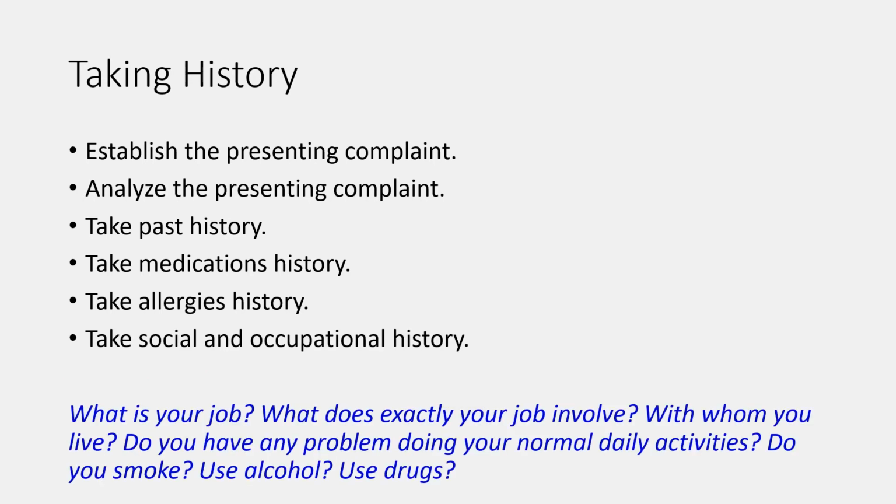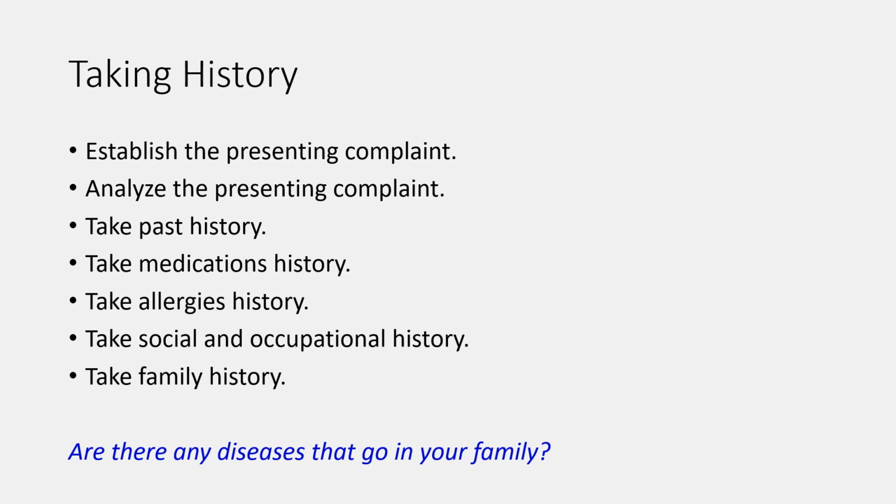Then you should take social and occupational history. So, you should ask, what is your job? What does exactly your job involve? With whom do you live? Do you have any problem doing your normal daily activities? Do you smoke, use alcohol, use drugs? Then you should take family history. So, you should ask, are there any diseases that go in your family?